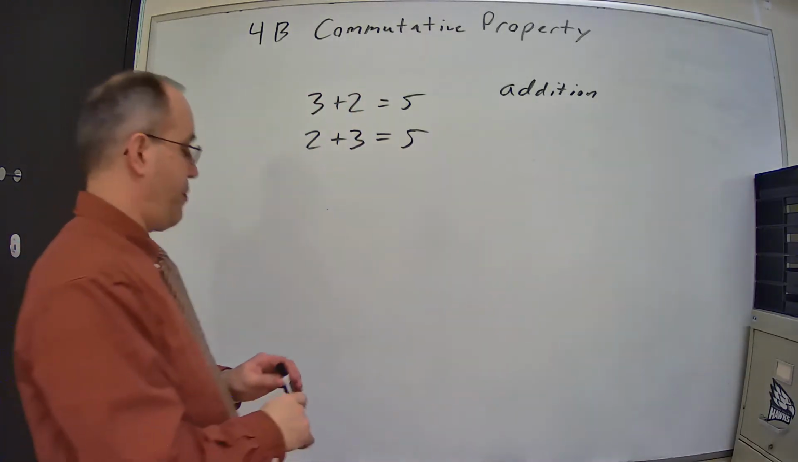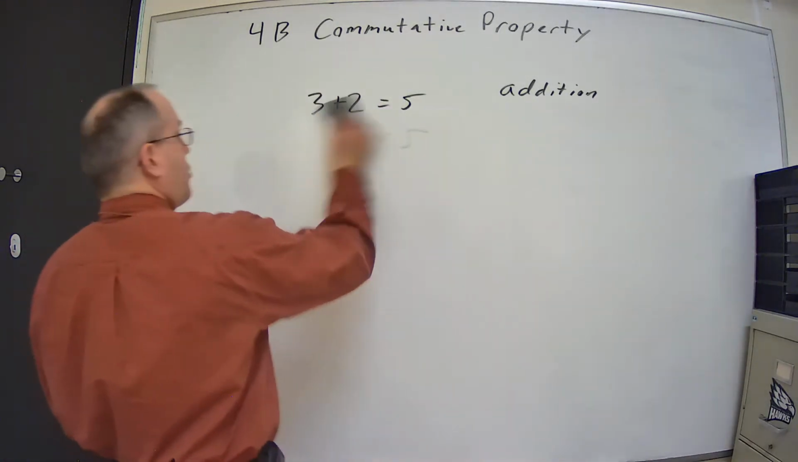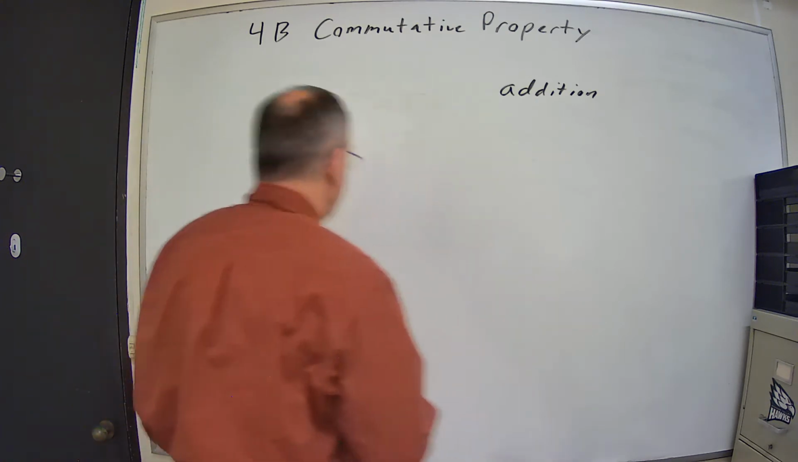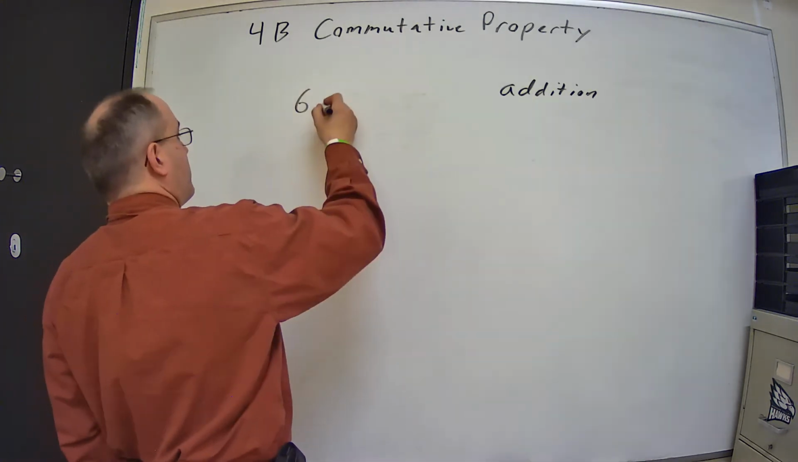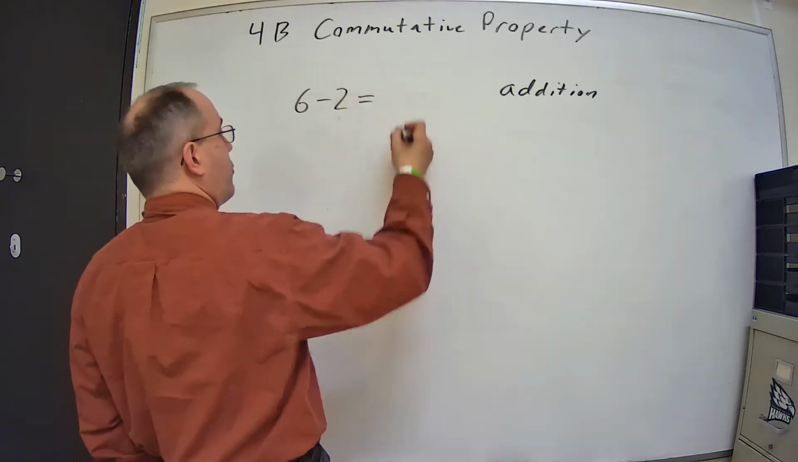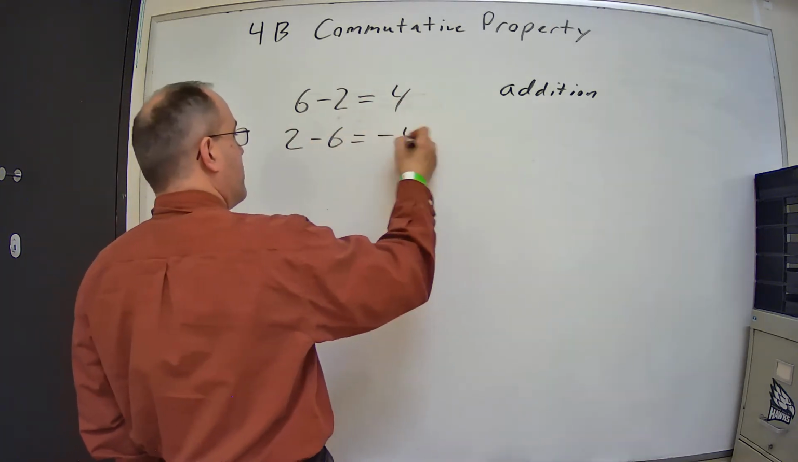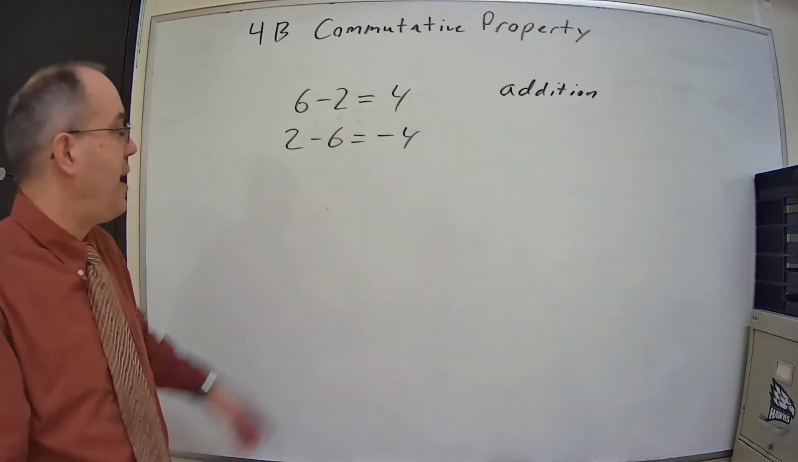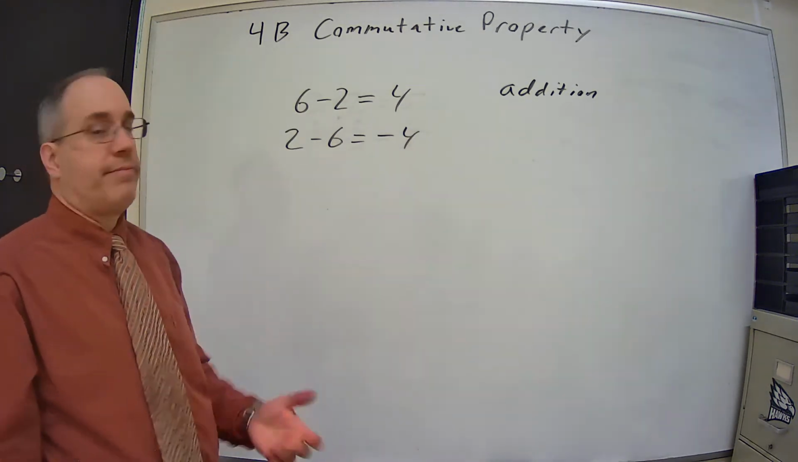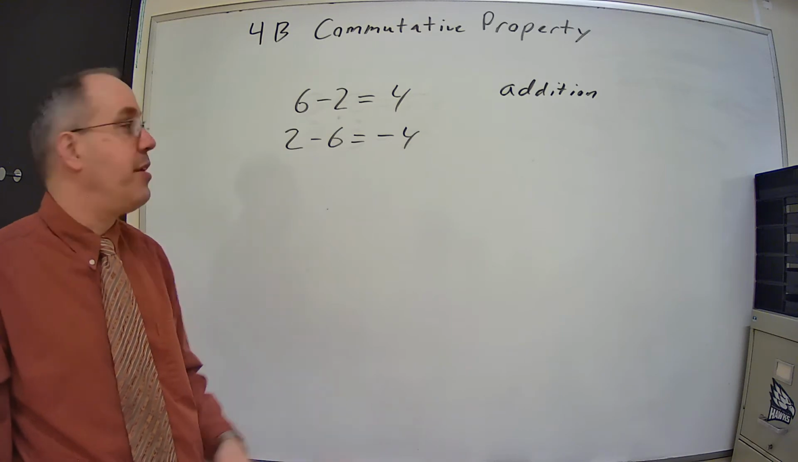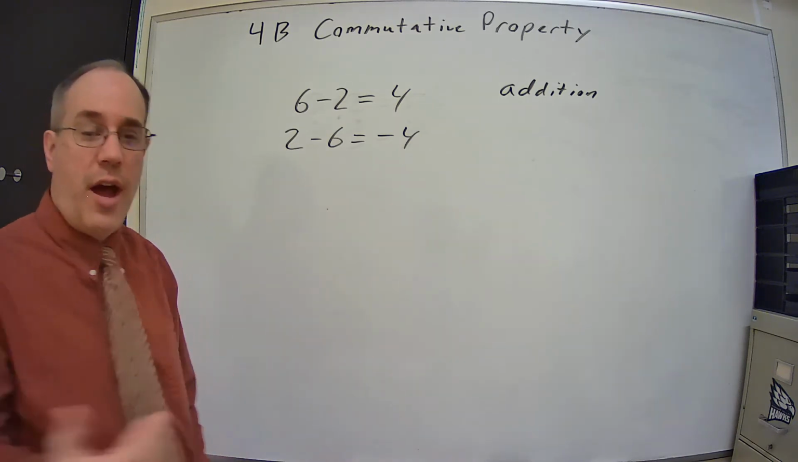Therefore, addition is commutative. Well, what about subtraction? 6 minus 2 is equal to 4. 2 minus 6 is equal to negative 4. Okay? They're not the same, therefore subtraction is not commutative.